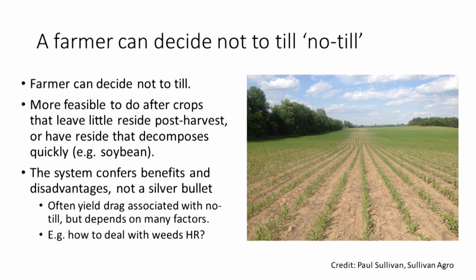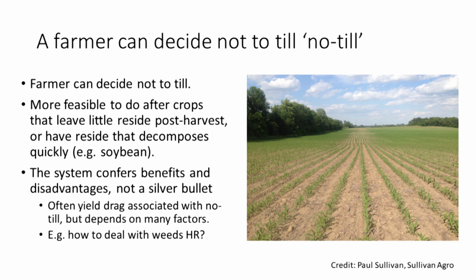You'll learn about this in another class. But because these legumes have very low C to N ratios, they decompose very quickly. And so the residue after harvest is very minimal. It's easy. You don't necessarily have to till. Whereas with corn especially, and also with cereals like wheat or oats, when not tilling after those crops, there's a lot more residue to deal with that can cause problems.